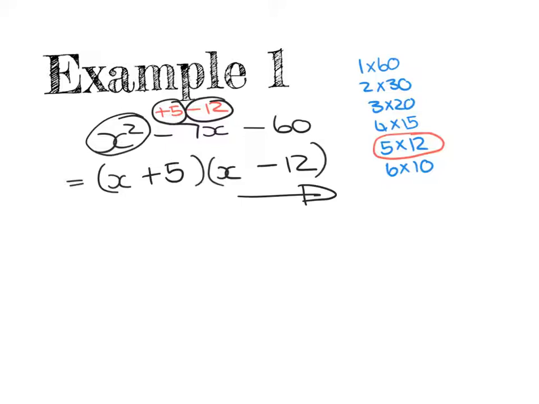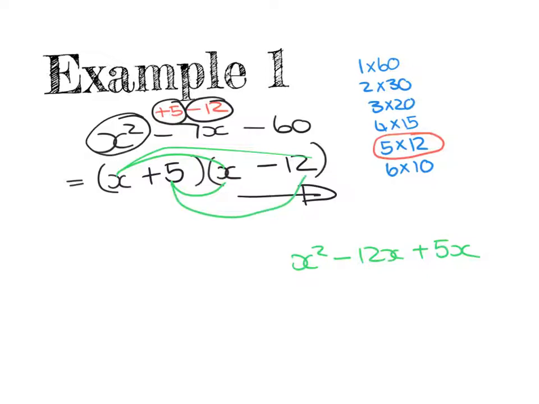But on a little piece of paper, you can check if you're right. You can say x times x will give me x squared. X times minus 12 will give me minus 12x. X times 5, this one here, will give me positive 5x. And 5 times minus 12 gives me minus 60. So that will be x squared minus 7x minus 60.